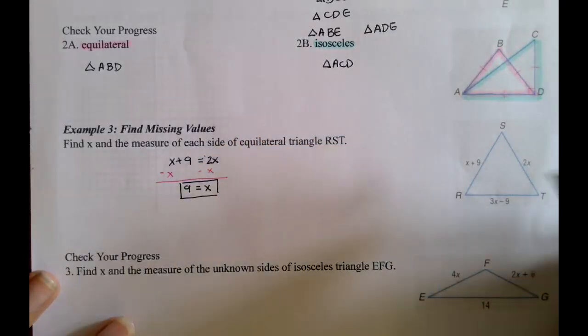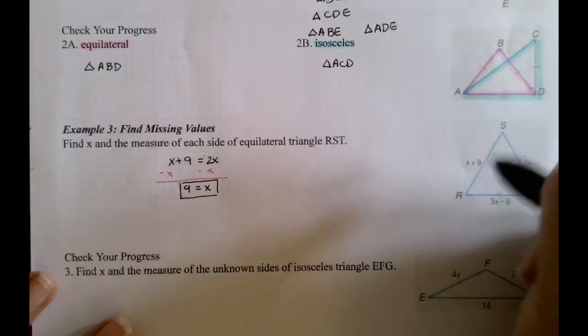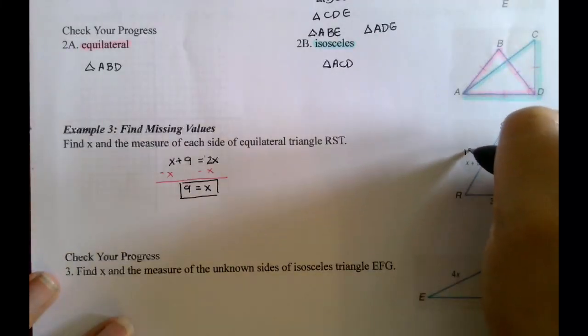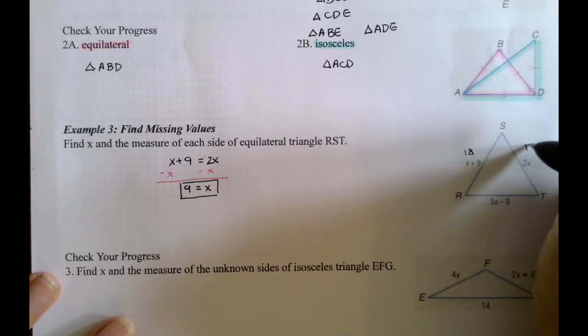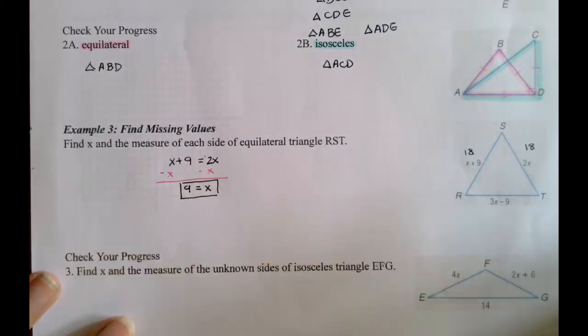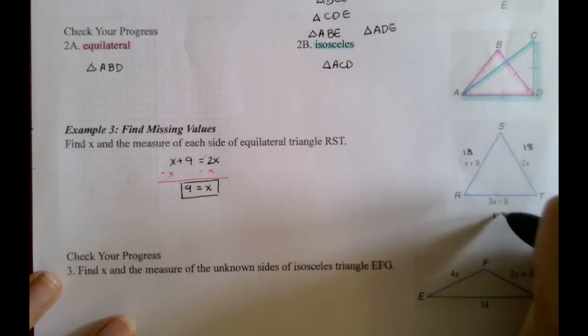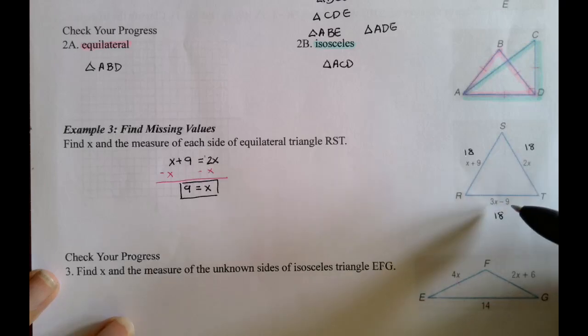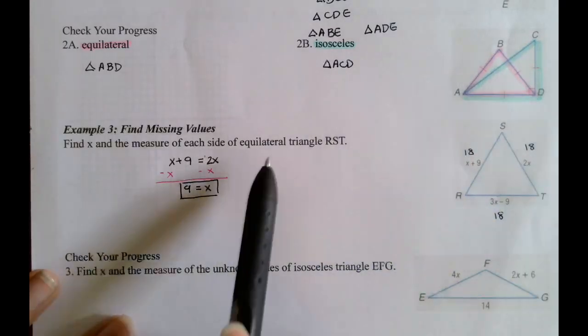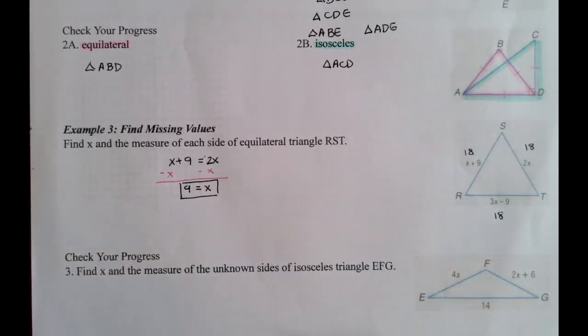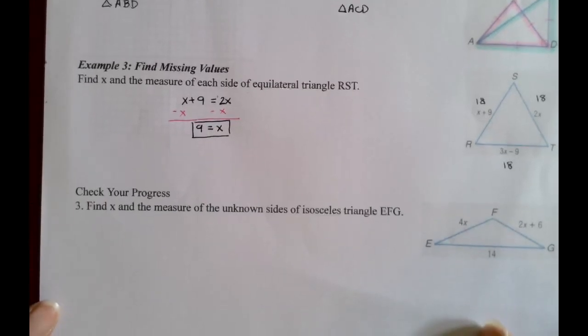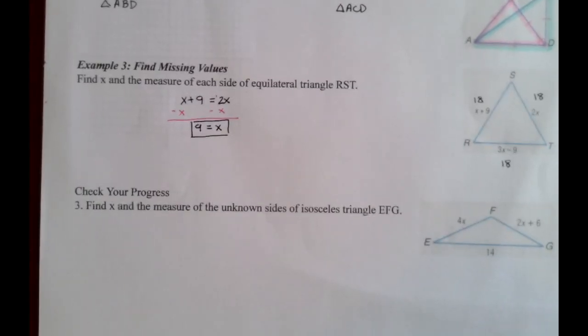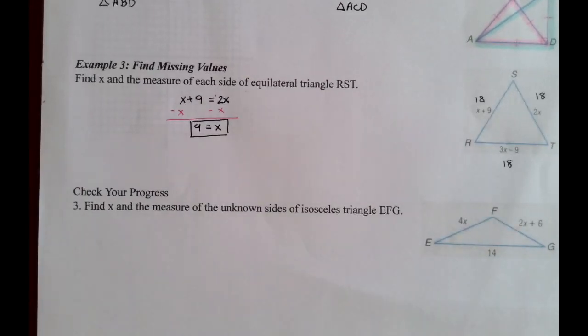And then I just need to plug it in to see what each of them are. So 9 plus 9 here is 18. 2 times 9 is 18. 3 times 9 is 27, minus 9 is 18. And as you can see, this is also a good way to check your work. They are equal, which is why they're an equilateral triangle. Okay? So why don't you try CYP3, and then once you're done, come check your answer.